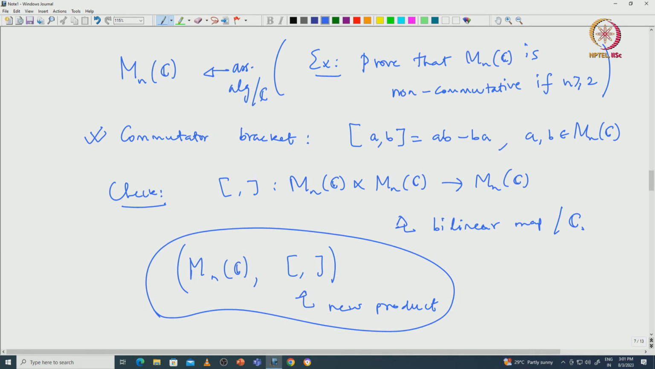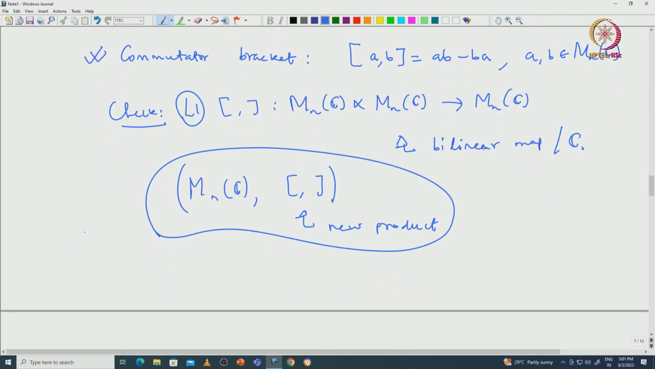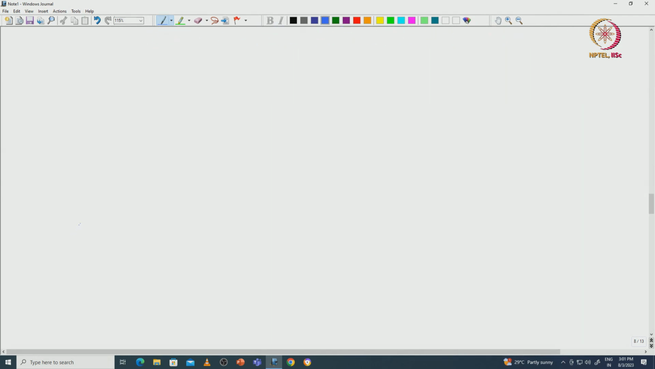Okay. So, the very first property is that this bracket is a linear map over C. Okay. That means you have a product on this space. So, now what about the properties? The second property is that the bracket of A with A should be 0 for all A in Mn of C. Okay. That is easy to see because A commutes with A, that is all. And the third property is somewhat non-trivial. This is called the Jacobi identity.